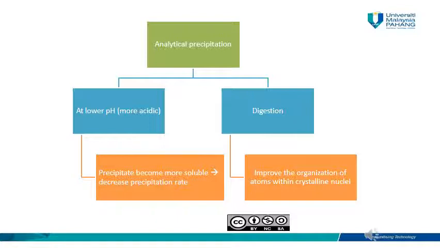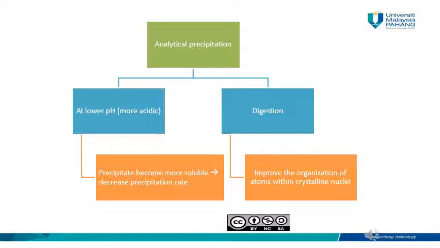So here you can see when you have a lower pH, which is more acidic, the precipitate becomes more soluble. When you have a precipitate that is more soluble, it will decrease the precipitation rate. When we talk about precipitation rate, it is actually the precipitate concentration divided by time. When we talk about rate, it always refers to time. It means that you will get the precipitate in a very short period of time.